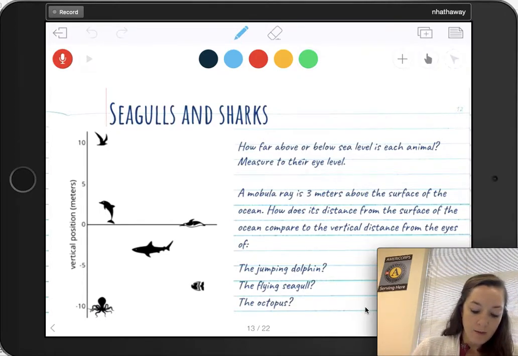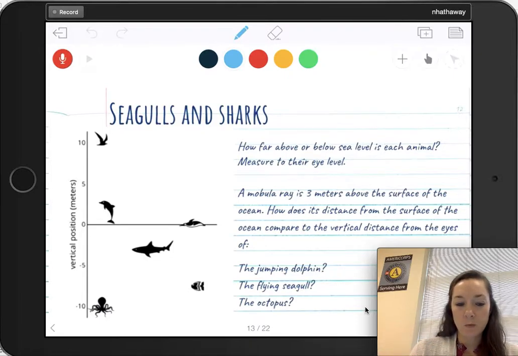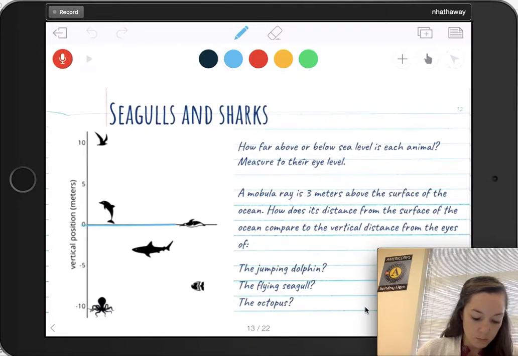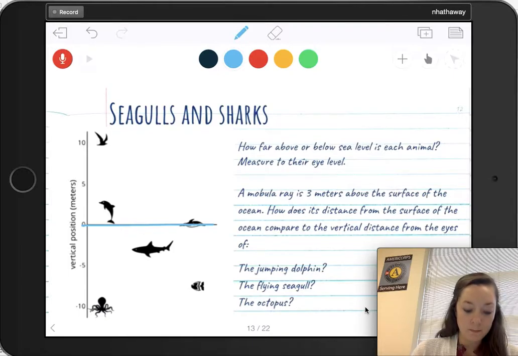So we have these vertical positions of different sea animals, sea mammals, whatever you want to call them. We want to know how far above or below sea level is each animal. So where is sea level at? Well, that's 0. So that's this midline right here where the penguin's at. So the penguin is at 0. And we're going to measure to the eye level of each animal.